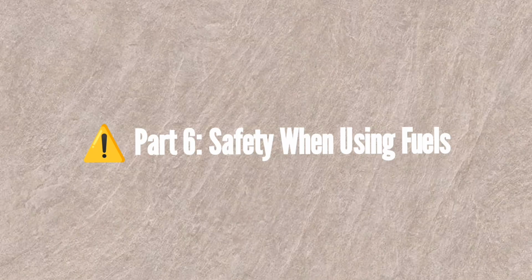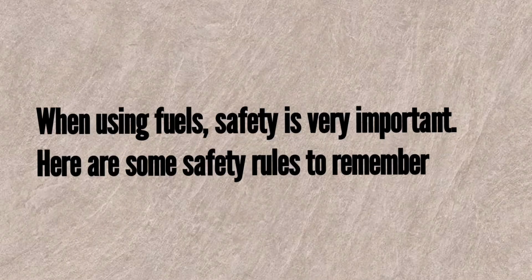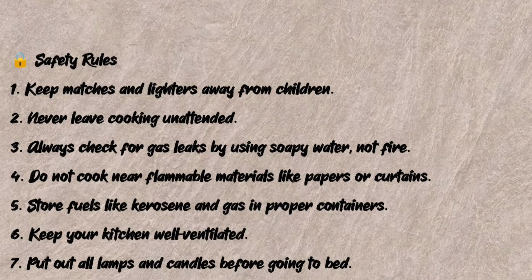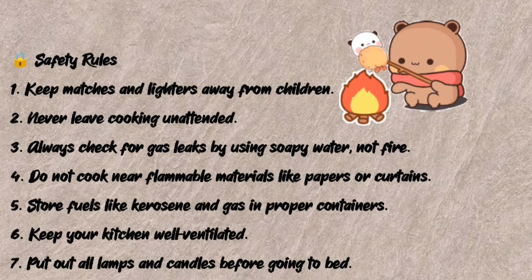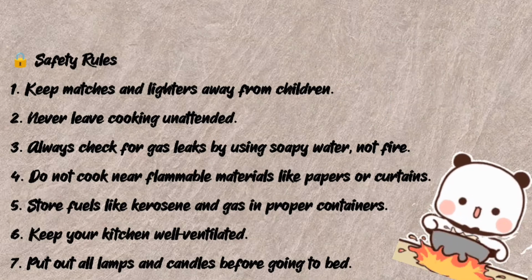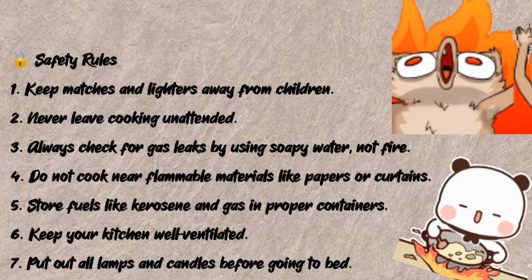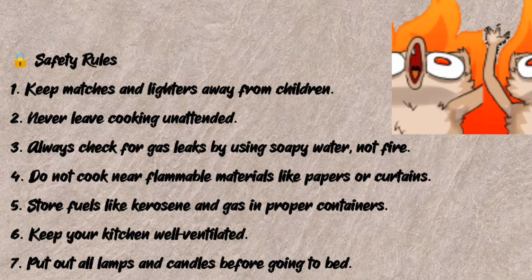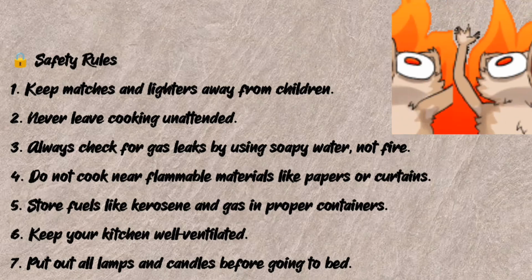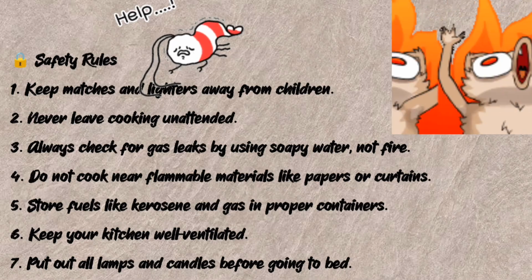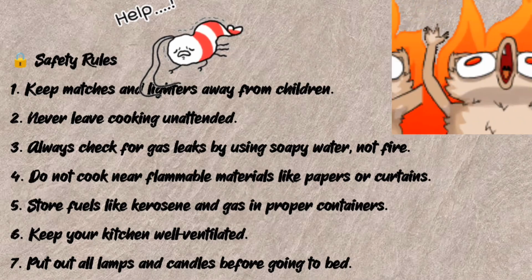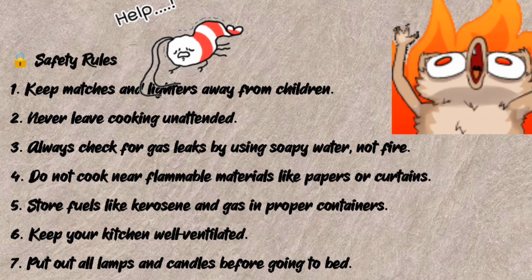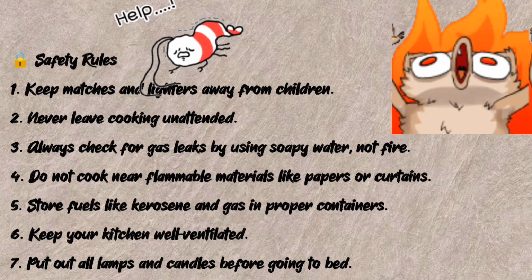Now let's move to safety when you're using these fuels. When using different types of fuels, safety is very important. Here are some safety rules to always remember. Keep matches and lighters away from children. Never leave cooking unattended. Always check for gas leaks by using soapy water and not by fire. Do not cook near flammable materials like paper or curtains. Store fuel like kerosene and gas in proper containers and keep your kitchen well ventilated. Put out all lamps and candles before you go to bed.